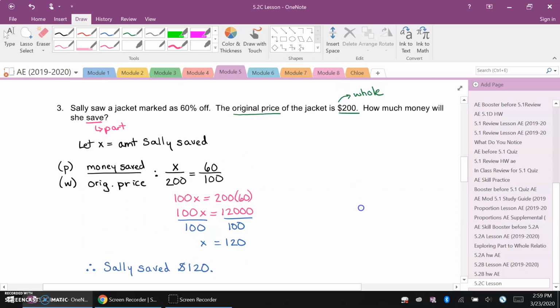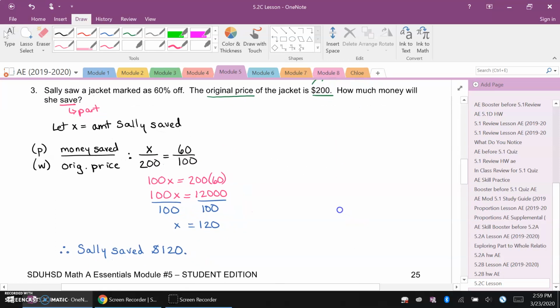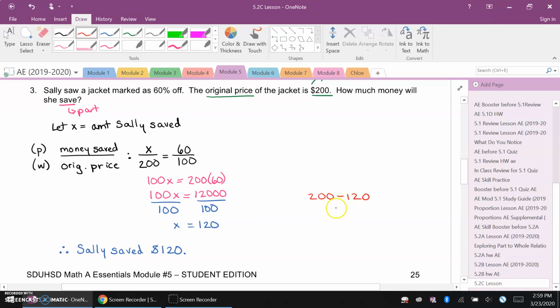I could ask you another question off of this and ask you how much does the jacket cost now? To do that extension, you would take 200 minus 120 to get 80, which would mean that Sally spent $80 on the jacket. That's a pretty good deal. And that finishes up section 1.